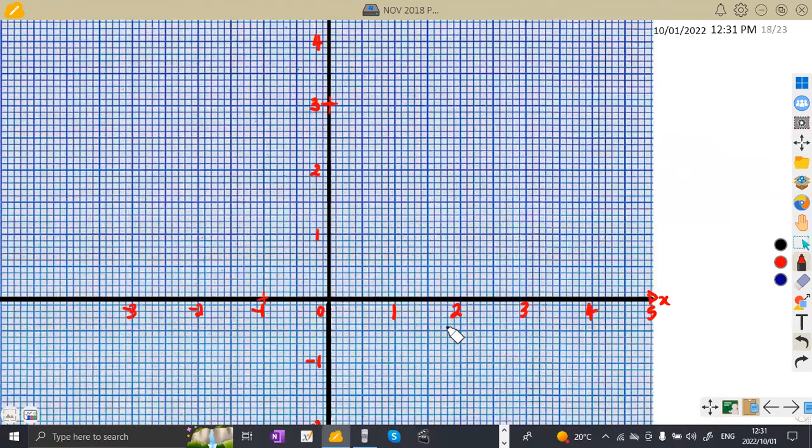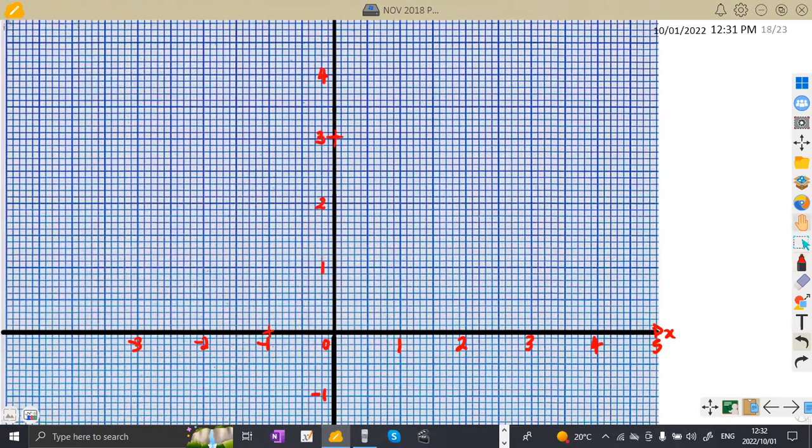1, 4, and 2, 3. Okay, so this is our 1, 4 here. When x is 1, y is 4, so this is 1, 4, and the other one was 2, 3. 2, 3 is somewhere here. That's our 2, 3, and the other one definitely is going to be 3, 0 there.